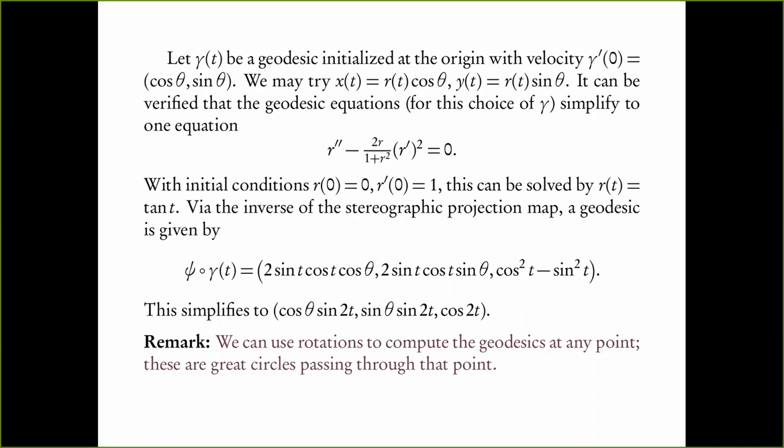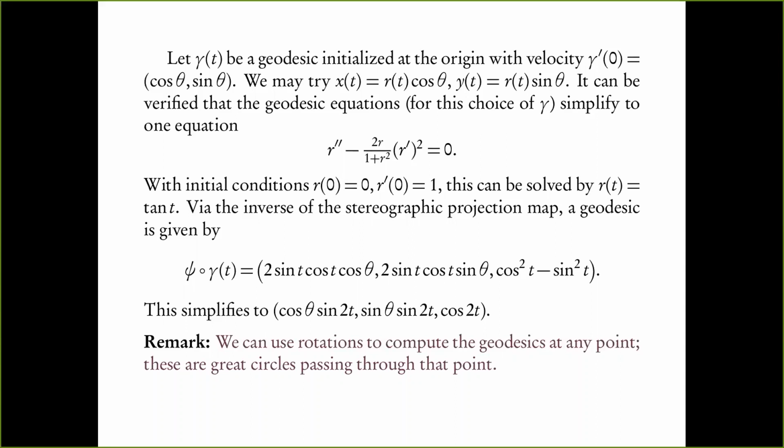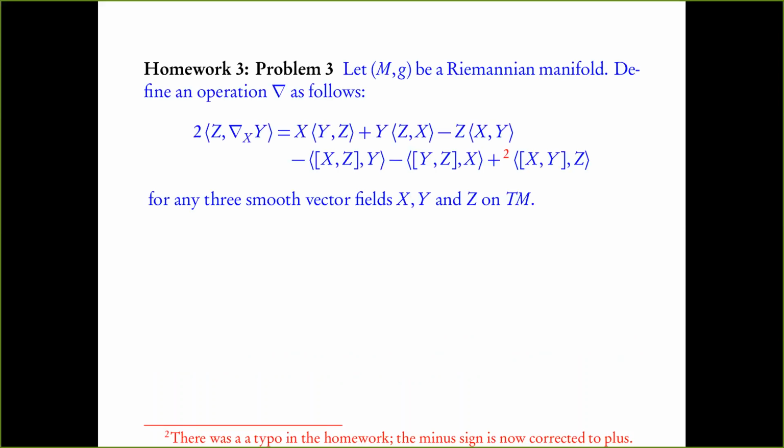Okay, so I'll move on to the last question. There was a typo in the homework, and this typo has now been corrected to the plus sign. I think in the homework it was a minus, but it should be a plus. For proving the first part, that this is a smooth vector field, the sign is not too important, but for proving the second part, the sign is actually important. Otherwise, things will not work.